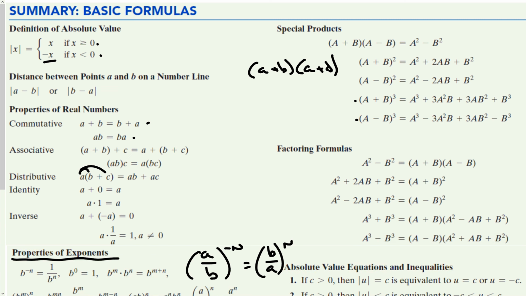The factoring formulas are most of the special products except backwards, except this is cubing a binomial. This is two separate cubes added together, the sum of cubes, the difference of cubes. If we have the difference of two perfect squares, that factors just like the product up top. Our perfect square trinomials factor into (a + b) squared or (a - b) squared. And we can factor the two perfect cubes by remembering our acronym SOAP: same sign, opposite sign, always positive.